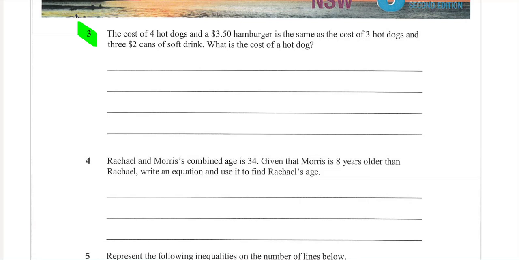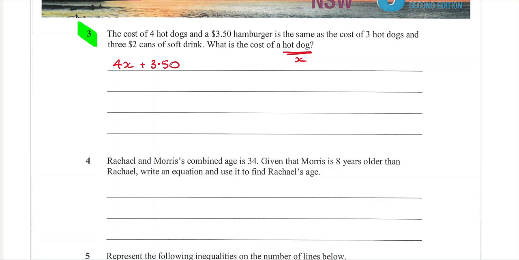4 hot dogs. I need to pick a pronumeral here first. What letter should I use? Do you want H for hot dogs? We're just going to use X. X, all right. Lola says X. We're trying to find the cost of a hot dog, so the hot dog is going to be the X. Okay? So the cost of 4 hot dogs, so that will be 4 X's, and 1 $3.50 hamburger.